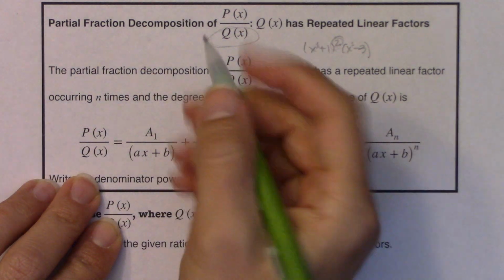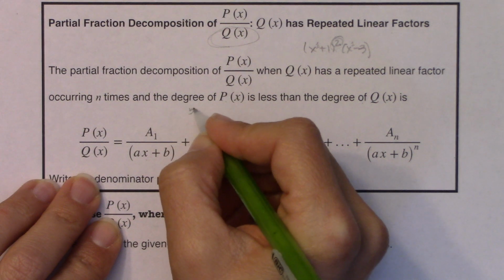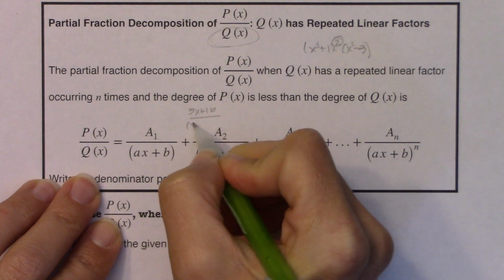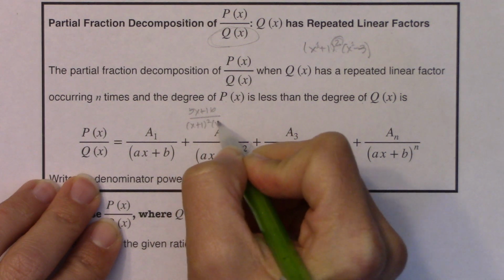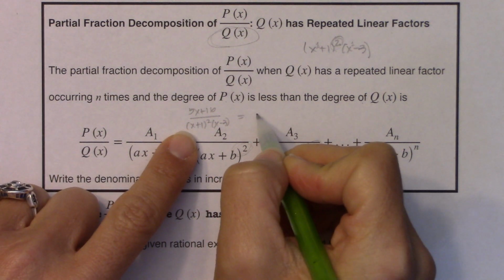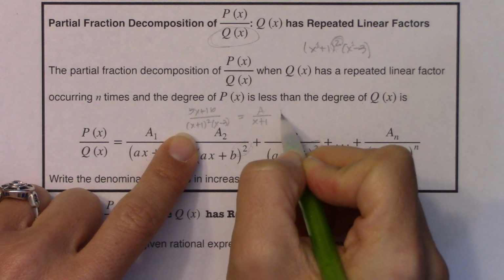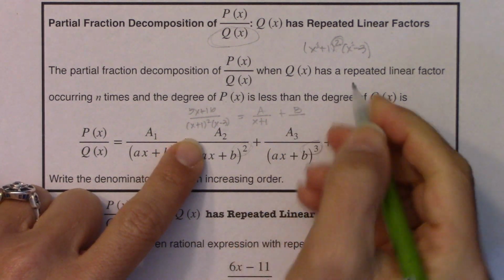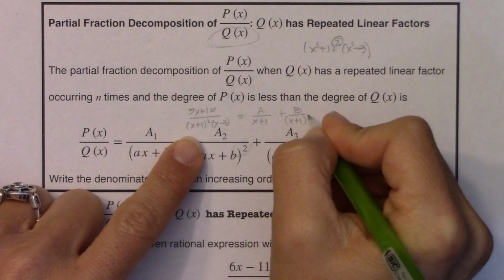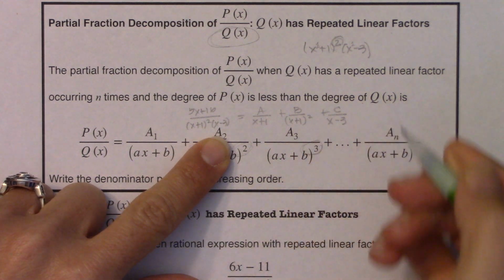So what I mean by that is, let's say I'm just going to make this up, right? Let's say I had that 5x + 16 like we had in the previous example, and my denominator now was (x + 1)^2 (x - 3). What I would do is set up a fraction for x + 1 to the first power. I would set up another fraction for the second degree on x + 1, and then I would set up a third one for x - 3.